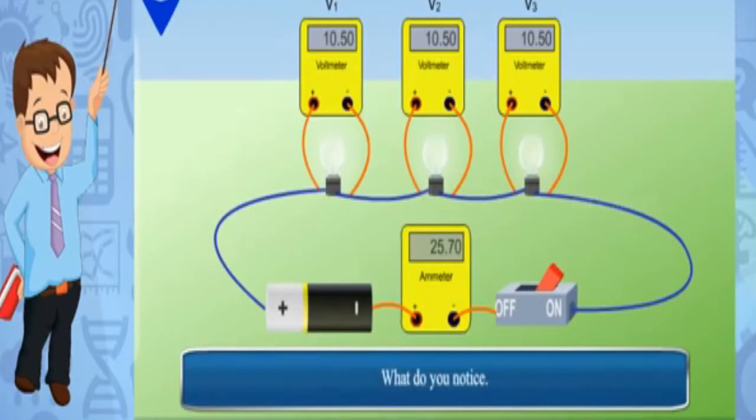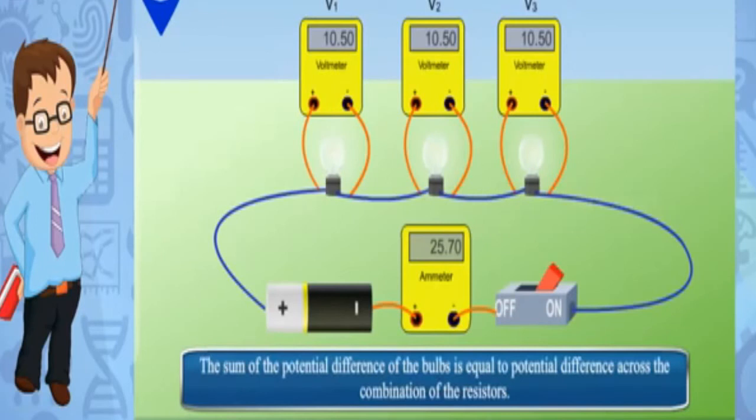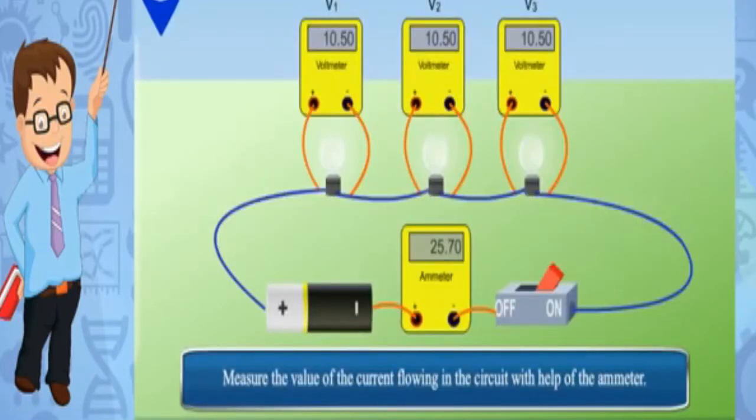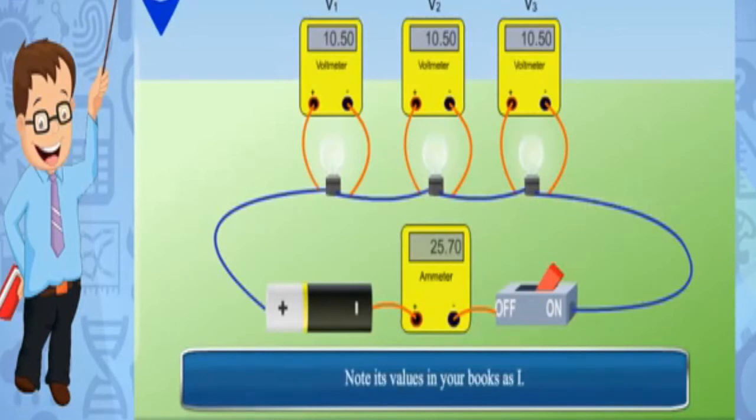What do you notice? The sum of the potential differences of the bulbs is equal to the potential difference across the combination of the resistors. Then we get V equals V1 plus V2 plus V3. Let us consider it as equation 1. Measure the value of the current flowing in the circuit with the help of the ammeter. Note its value in your books as I. What do you notice?